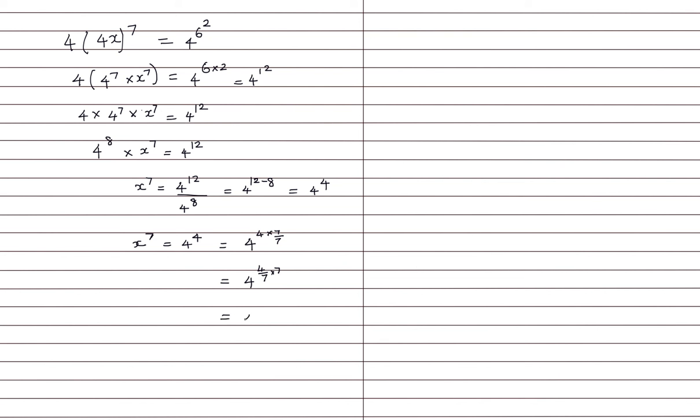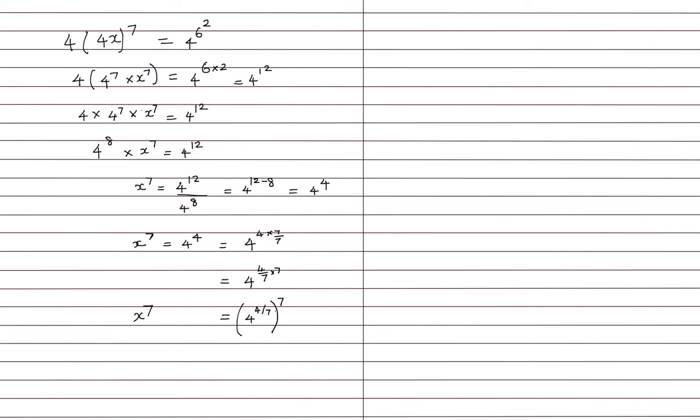So that means 4 to the power 4 by 7. Here into 7 is there. For example, 6 into 2 means 6 to the power of 2, right? So similarly here we have 4 to the power of 7 into 7. That means we can write 4 to the power 4 by 7 power 7. Both are same, right? Because 4 by 7 into 7 is 4 by 7 into 7, right? Now if we write the left hand side, it is like x to the power of 7. So x to the power of 7 is equal to 4 to the power 4 by 7 power 7.